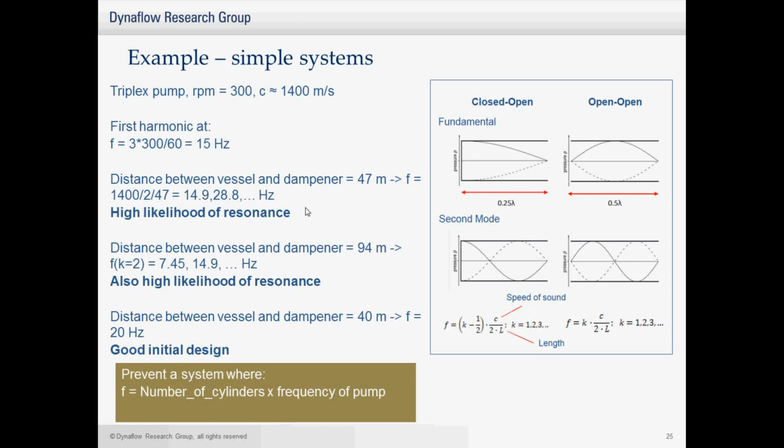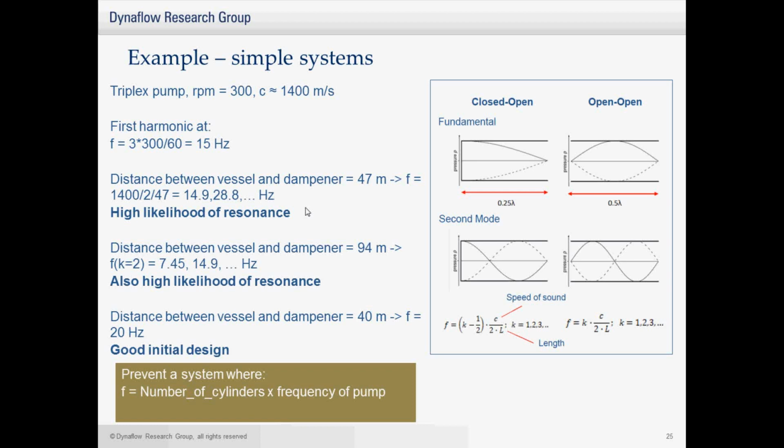In the final example, the distance between the vessel and the dampener is 40 meters, and if you fill out the numbers again, you get a natural frequency of 20 Hz, 40 Hz, and so on. And this is a better initial design, because the natural frequencies in your system are moved far away from the first harmonic of your pump. So again, it's only for simple systems.